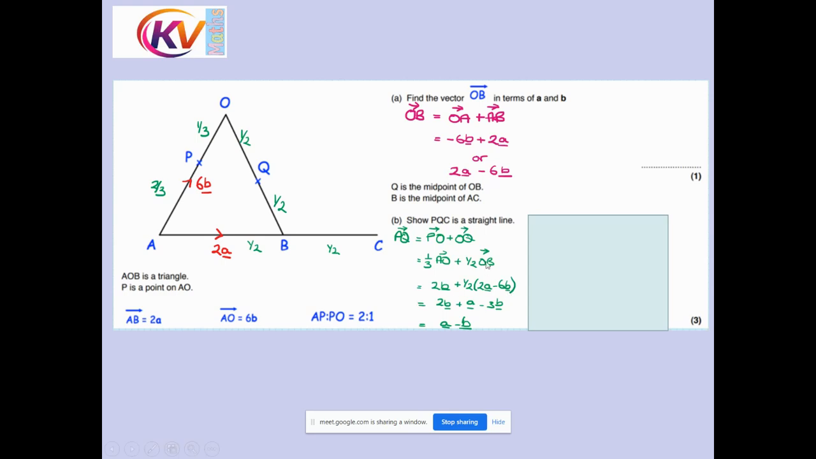So we wanted to show PQC is a straight line. So we've worked out PQ. So the next thing we need to work out is the last part, which is QC. Okay, so can you have a go at QC for me? I'll give you a hint to get you started. You should know something about QB already, just to help make life a little bit easier.